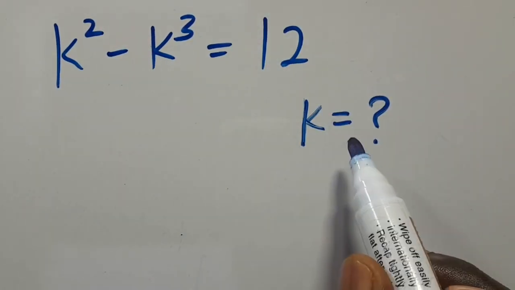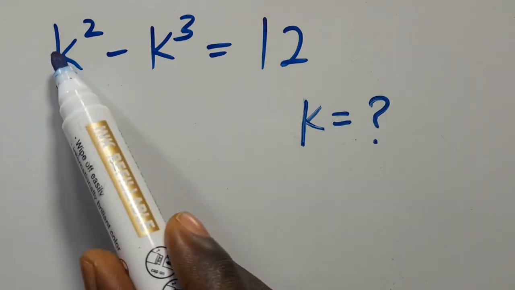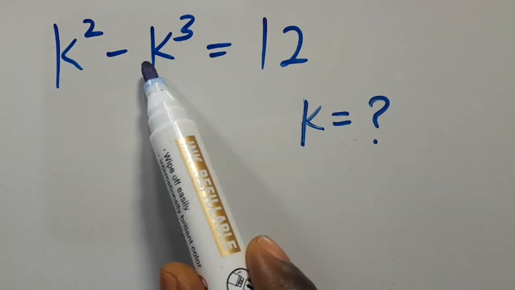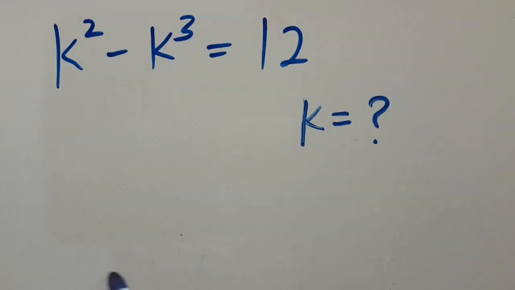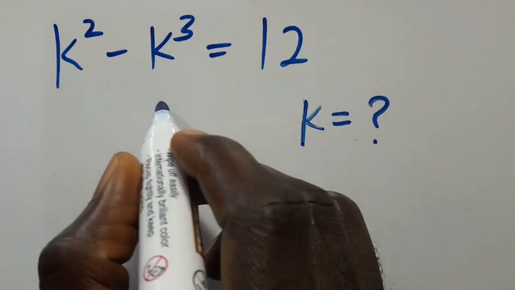Hi, what is the value of k? Given that k to the power of 2 minus k to the power of 3 equals 12. So let's go to the solution.